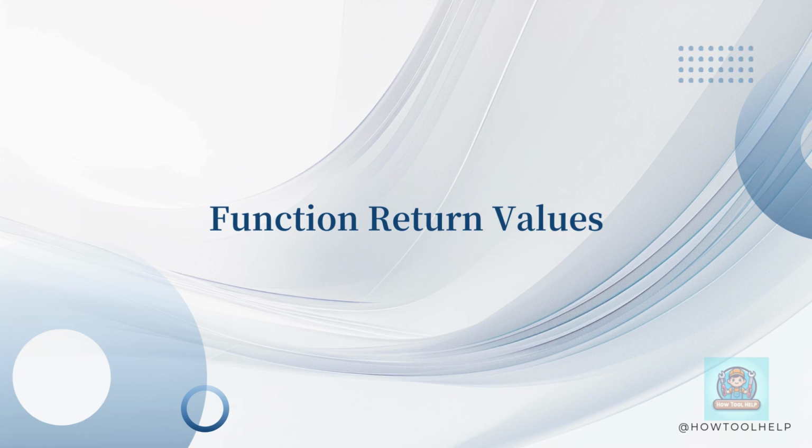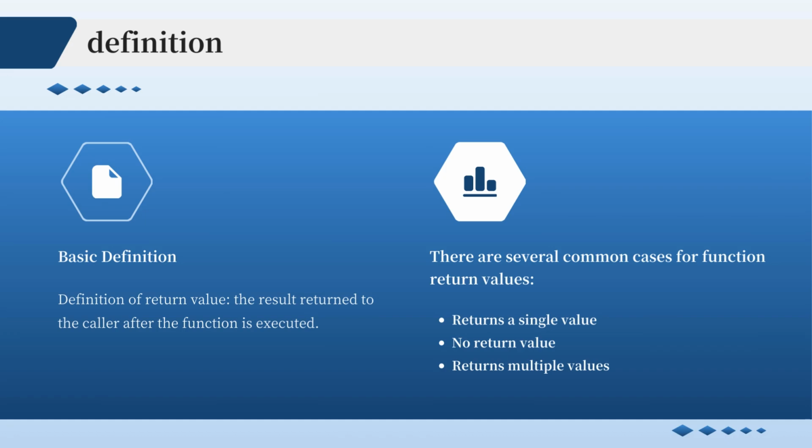Function return values. Finally, let's discuss how Python functions return results after execution. A function's return value is the result sent back to the caller. Functions have several common return cases. 1. Returning a single value, e.g. computing the sum of 2 numbers. 2. No return value. If a function does not use return, it defaults to returning None. 3. Returning multiple values. Functions can return multiple values, which are packed into a tuple.